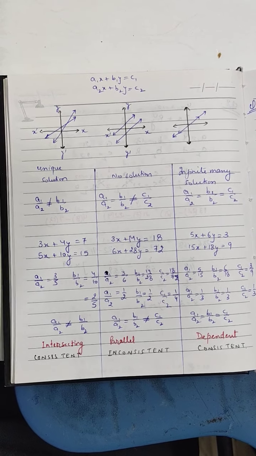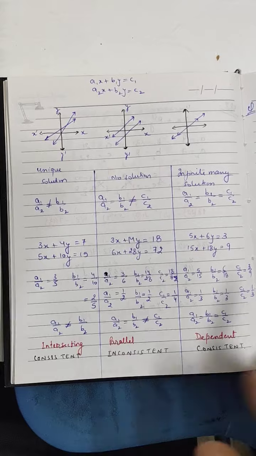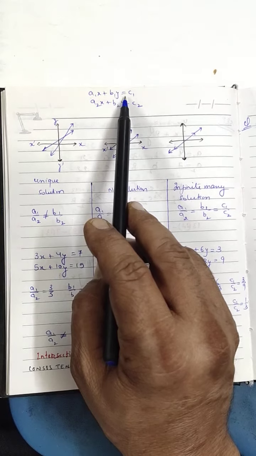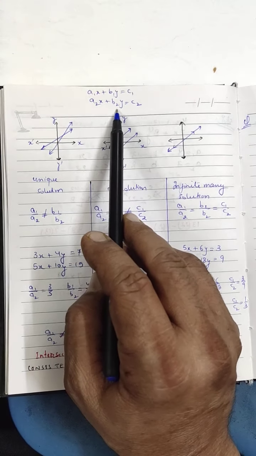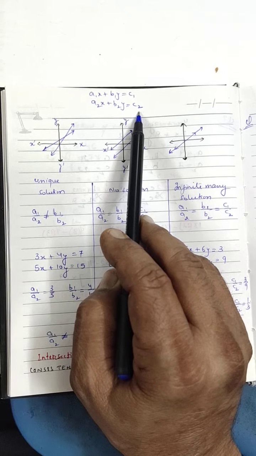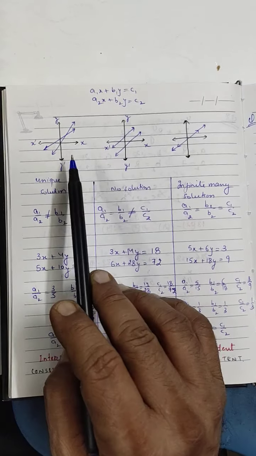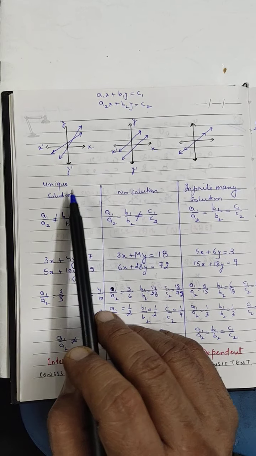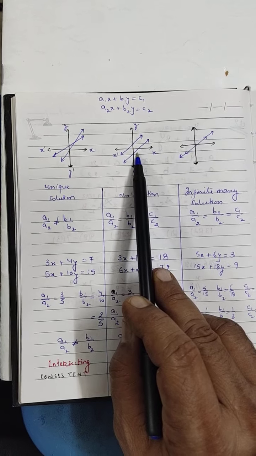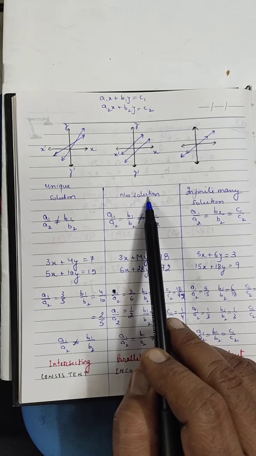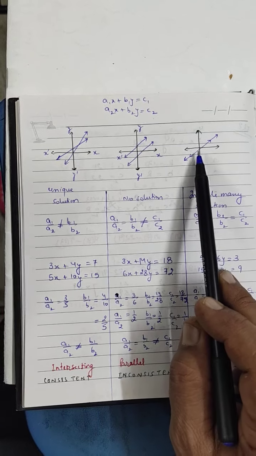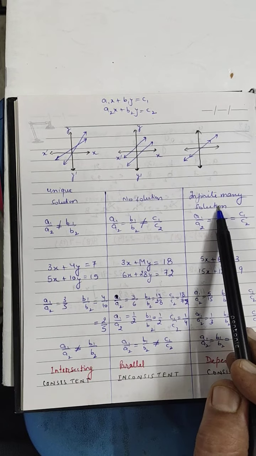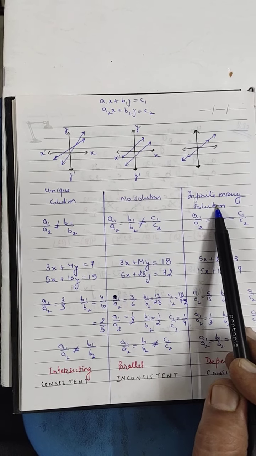Hello friends, in the last class we discussed that a linear equation can be written as a1x plus b1y equals c1, a2x plus b2y equals c2. Also we know that if the lines intersect at one point, then we get the unique solution. If these two lines are parallel, then it is a case of no solution. And if the two lines have all the points in common, that means they lie on each other, then we say that the equations have infinitely many solutions.